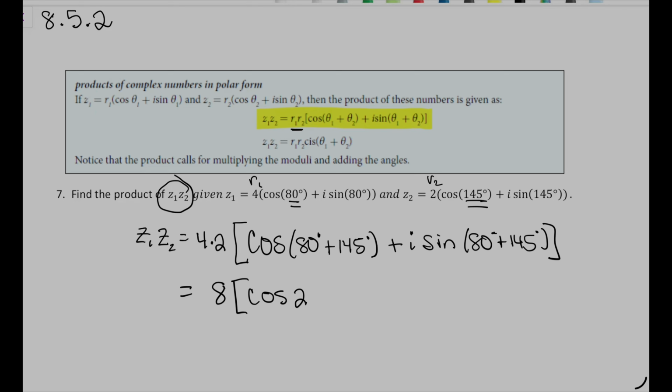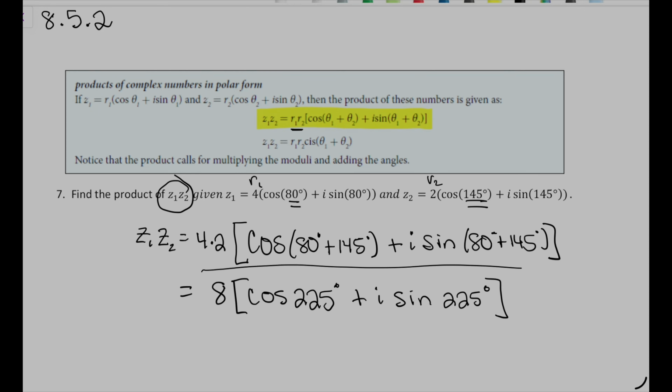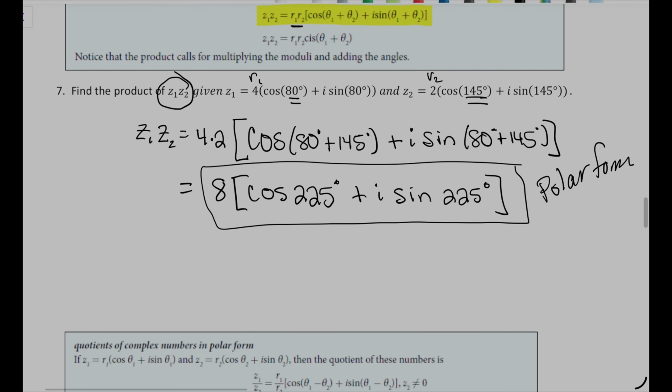225 plus i sine of 225. And we're done because technically that is the answer in polar form. Okay, so polar form. Now, if they want the answer in rectangular form, you just keep evaluating, right? We're just going to keep simplifying.